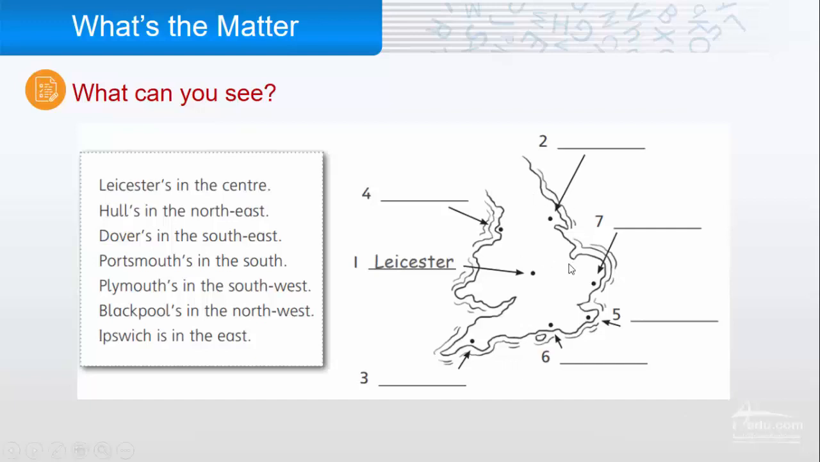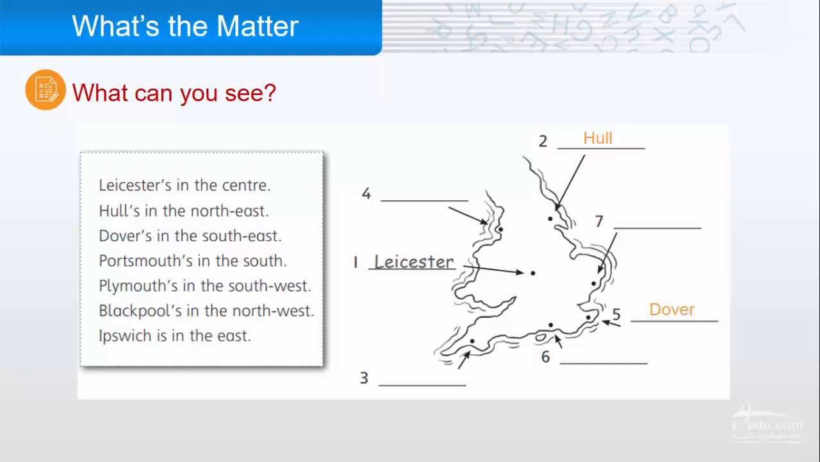Now, here we have a map. You're going to write the names of the cities from 1 to 7. Leicester's in the center. This is the center of England, so we write Leicester here. Hull's in the northeast. Hull. Dover's in the southeast. Dover.